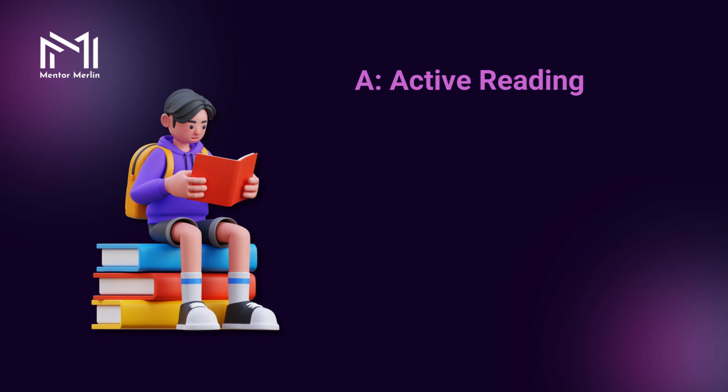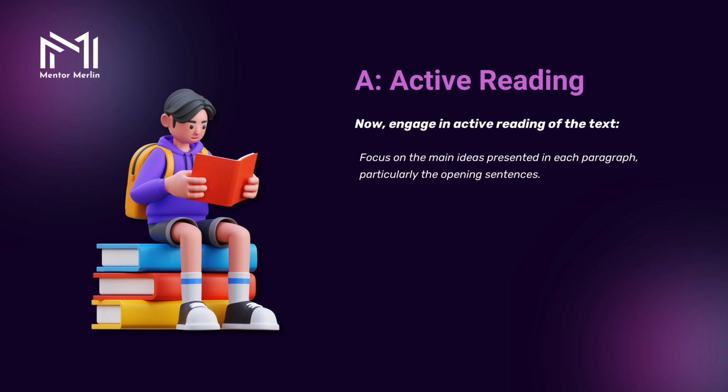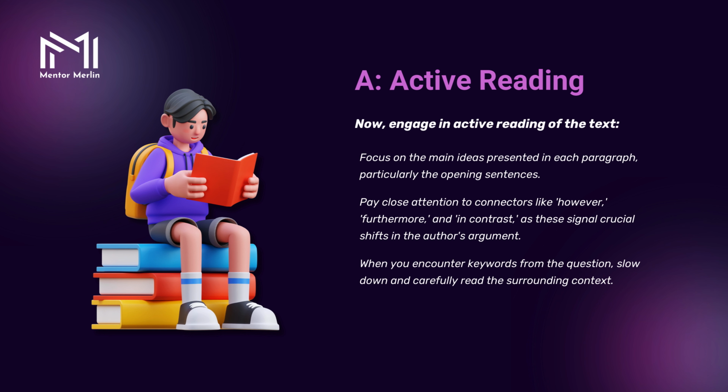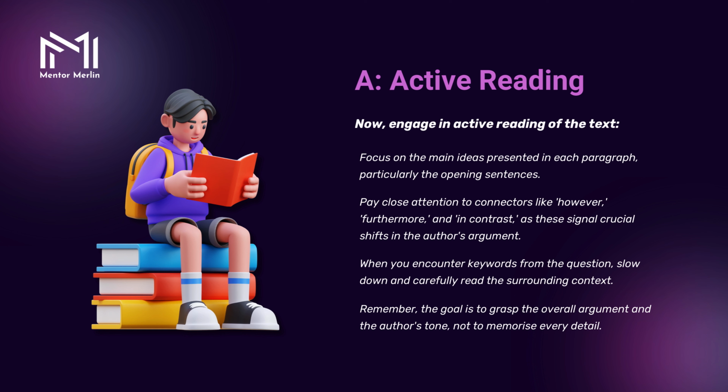Active reading. Now, engage in active reading of the text. Focus on the main ideas presented in each paragraph, particularly the opening sentences. Pay close attention to connectors like however, furthermore, and in contrast, as these signal crucial shifts in the author's argument. When you encounter keywords from the question, slow down and carefully read the surrounding context. Remember, the goal is to grasp the overall argument and the author's tone, not to memorize every detail.